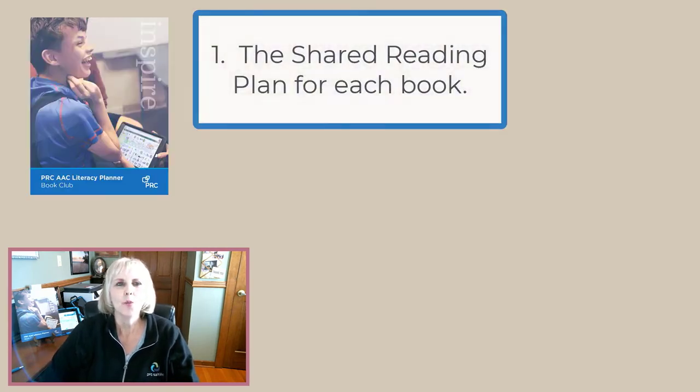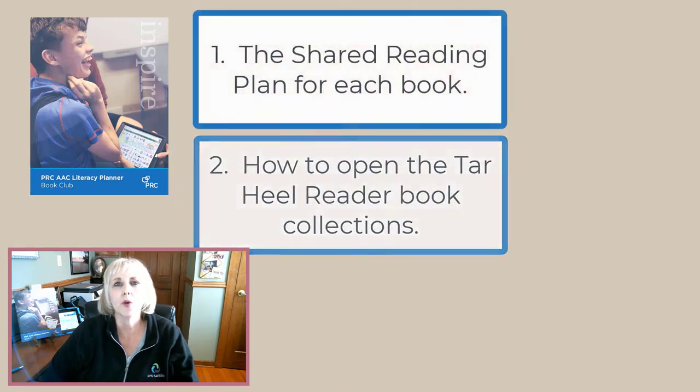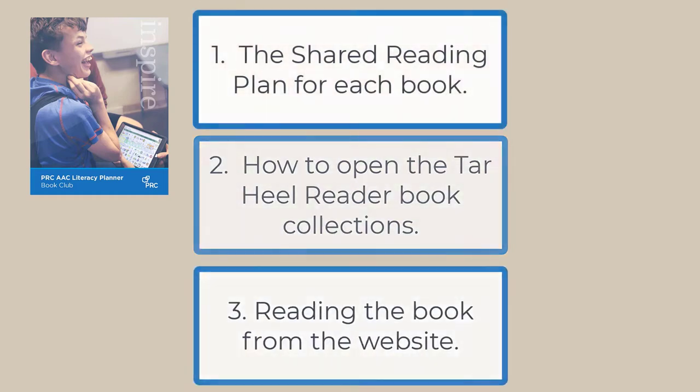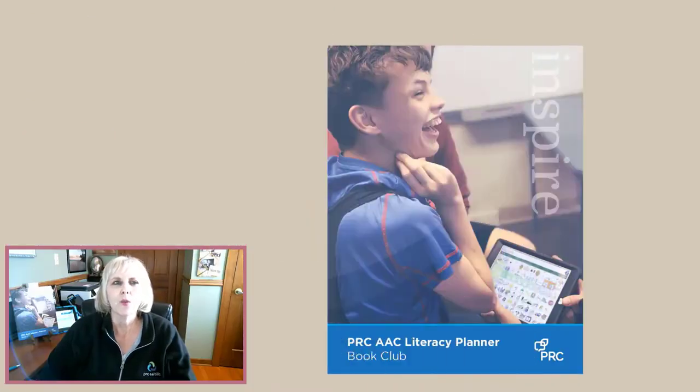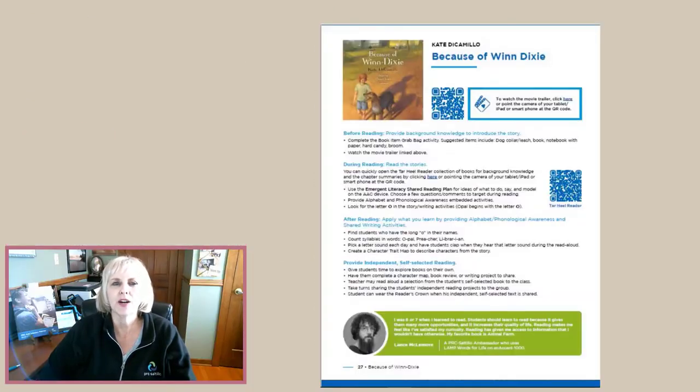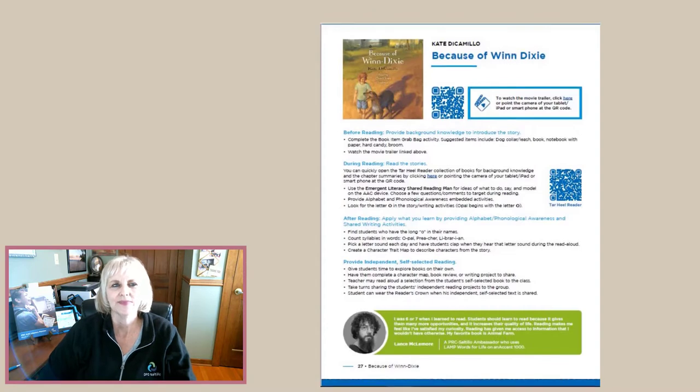Then we'll see how to open the Tar Heel Reader book collection from the reading plan and how to read the book from the website. Let's take a closer look at one of the shared reading plans for a book you will find in this year's planner. This is the plan for the book Because of Winn-Dixie.